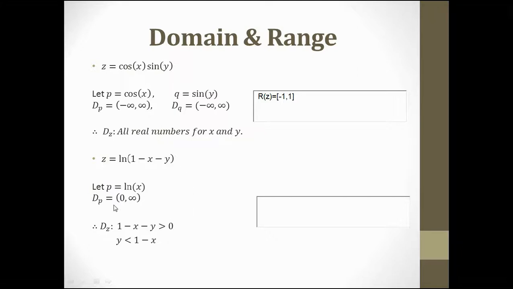So again, let's consider the simpler case again. What if x approaches infinity? If x approaches infinity, ln x approaches infinity as well. So to find the max value of z, we can find out if 1 minus x minus y is bounded above by some other value.